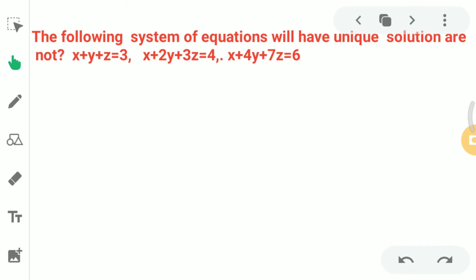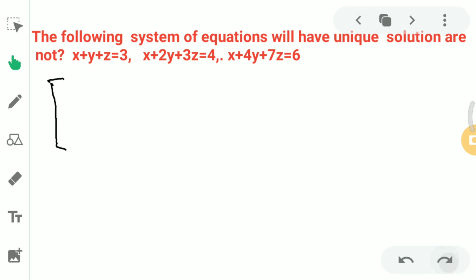Coming to the question, we have a small question here. The following system of equations will have a unique solution or not. We need to check whether the system has a unique solution or not. For having a unique solution, det should not be equal to 0. If det is equal to 0, then it will not have a unique solution, friends. So coming to the first step, you need to write down the given equations into the matrix form.